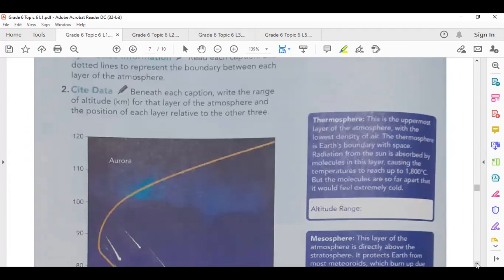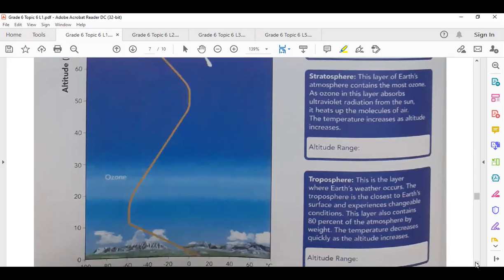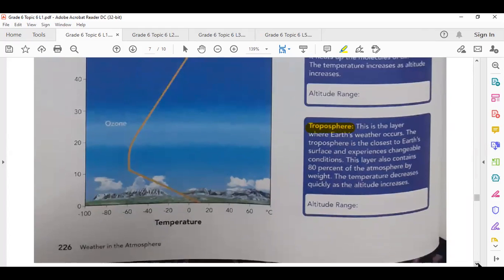Okay, there are these layers of the atmosphere. The atmosphere is made up of many layers. I want you to read these boxes and memorize them in order. The closest part of the atmosphere to the earth is the troposphere, as you see. The troposphere contains 80% of the atmosphere by weight. Most of the gas or most of the particles of air are found in the troposphere, the closest to Earth's surface.